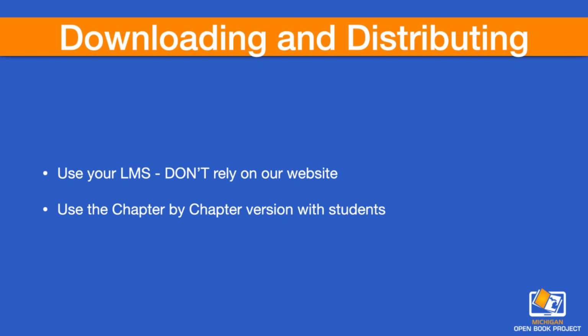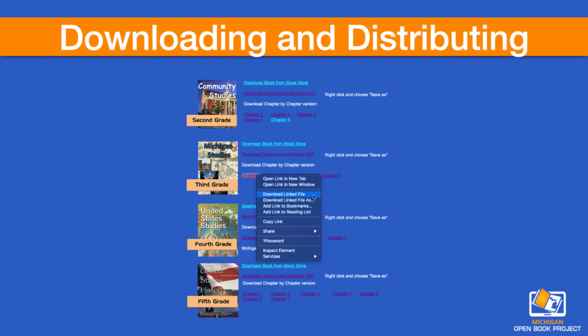So instead of directly linking to our materials, we ask that you download a copy, preferably the chapter-by-chapter edition, and push it out to your students via your learning management system. To do this, you can head to our website and click on the Download button. Scroll down to your grade level, hover your mouse above the book or chapter you want, and right-click to choose Download Linked File. Again, you'll notice on this screen capture that there's a copy link option, and it looks so tantalizing and easy. Don't do it.